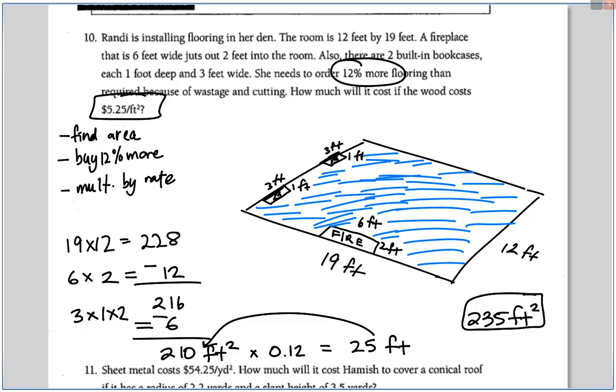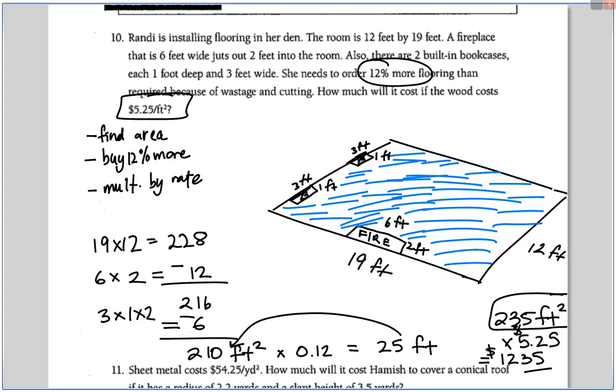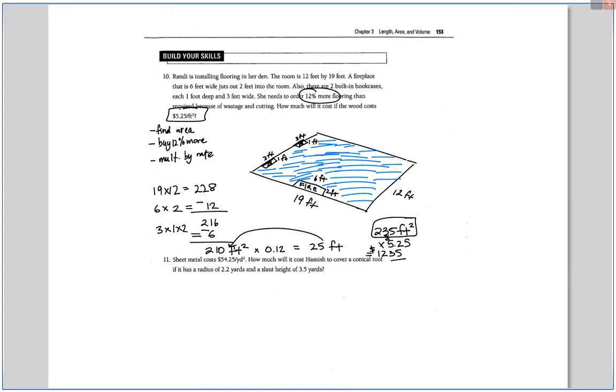It's $5.25 per square foot, so times by $5.25. And basically it's like $1,234 and a few cents. So maybe I'll just round that up. So $1,200 to put flooring down in this room.